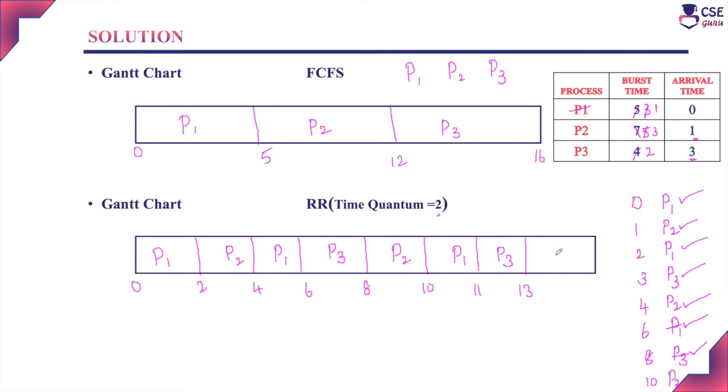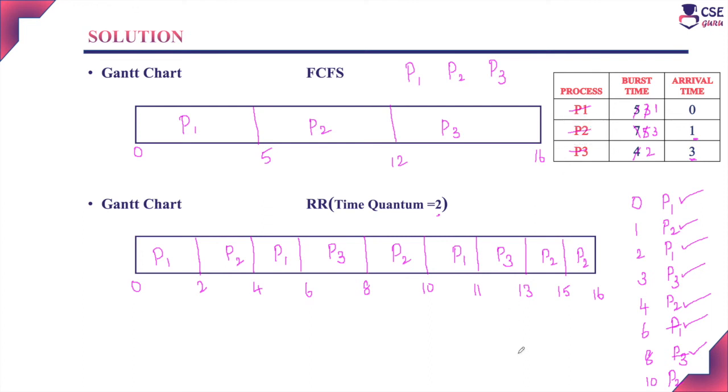The next process in the ready queue is process P2, and P2 will execute for 2 milliseconds and still it requires 1 more millisecond to complete its execution. Since processes P1 and P3 have already completed their execution and left the ready queue, the only process is process P2. So next also process P2 will execute for 1 more millisecond, and now all the processes have completed their execution and will leave the ready queue.